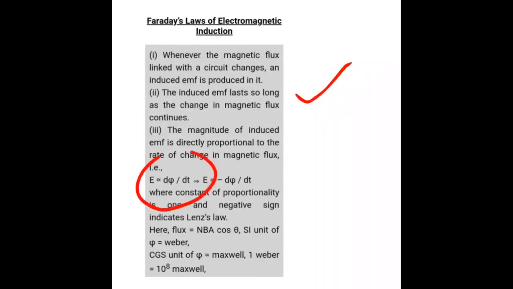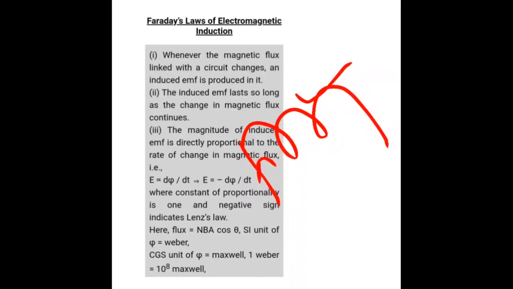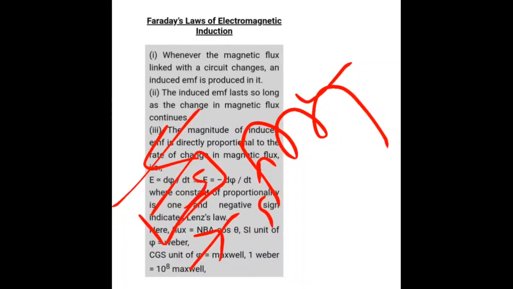EMF is directly proportional to the change in magnetic flux, and whenever a current is induced in the coil, it always opposes the motion of the bar magnet. That means it will try to stop the motion of the bar magnet by developing the same pole near its face. Like if I consider a south pole moving towards the coil, when the south pole is near the first face of this coil, the first face will develop a south pole.